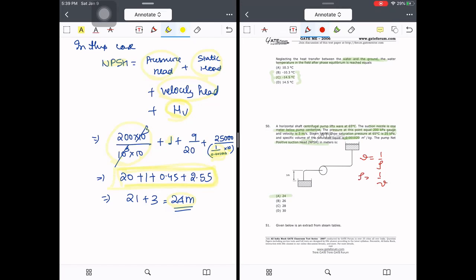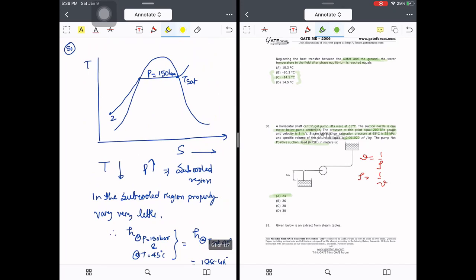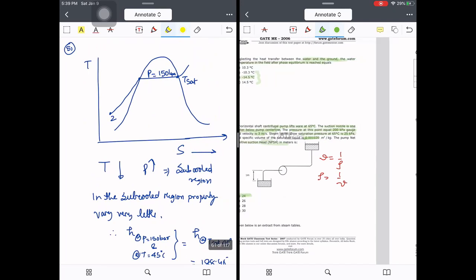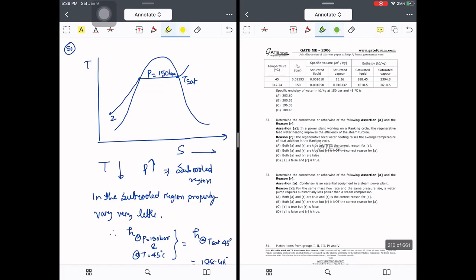So what we did is we added all the pressure and converted them in terms of head. Yes, we have done everything. I have not mentioned anything, but yes, that's correct. So these all are things that we have added, and 24 meter is the answer. I have converted the pressure head, static head, velocity head and vapor pressure head and added them to form the resultant NPSH. So this 24 is our answer.